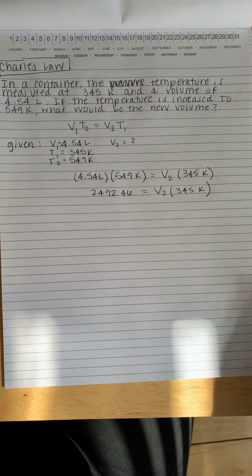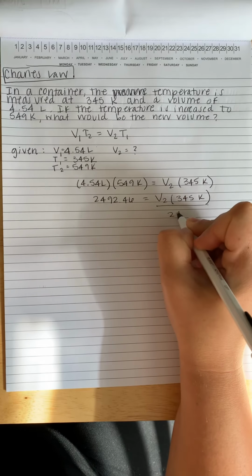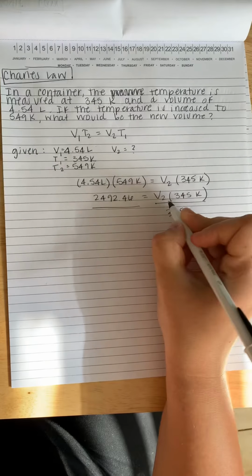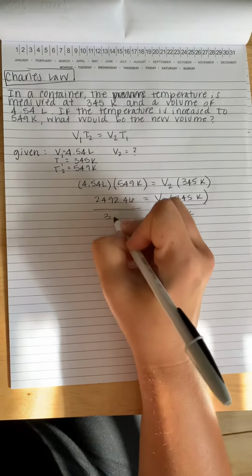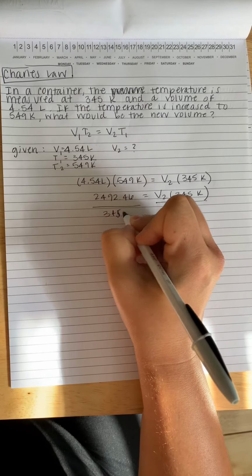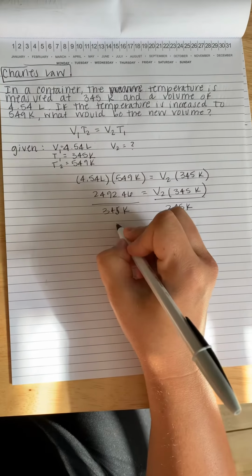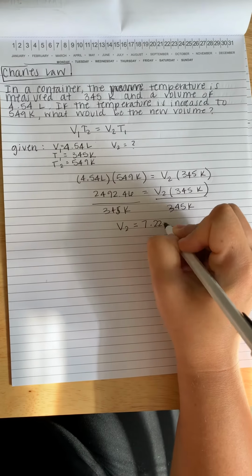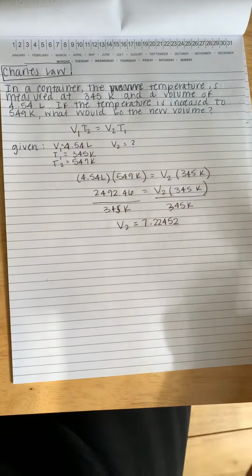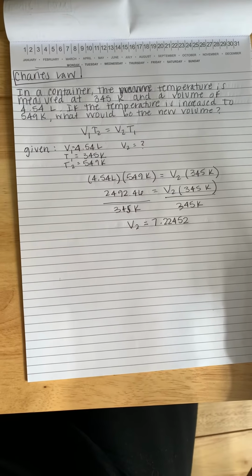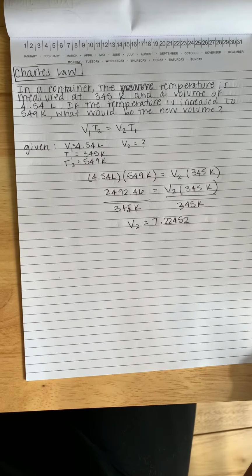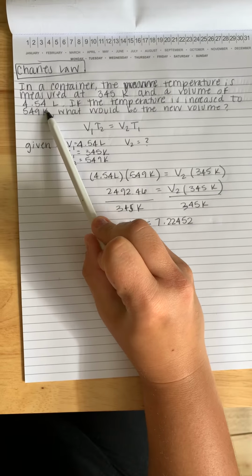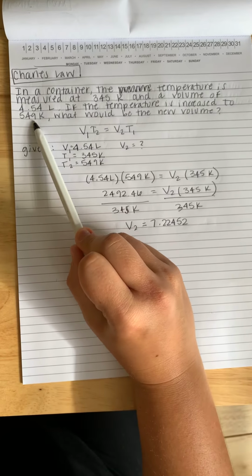So now to solve this, just like we did with the Boyle's law, we have to divide both sides by 345 Kelvin to get the second volume by itself. Okay, so if you solve this out, V2 would equal 7.22452. If we are rounding that down to the correct amount of sig figs, we need 3 sig figs in our final answer, because in the original problem, this number has 3 sig figs, this number has 3 sig figs, and this number has 3 sig figs, okay?